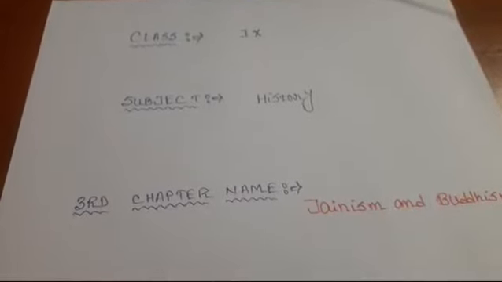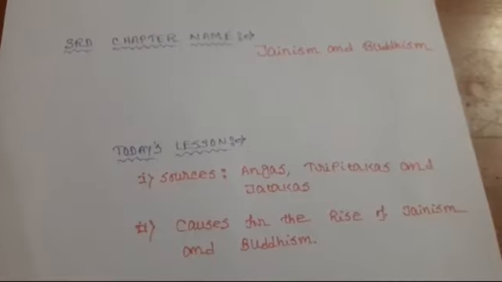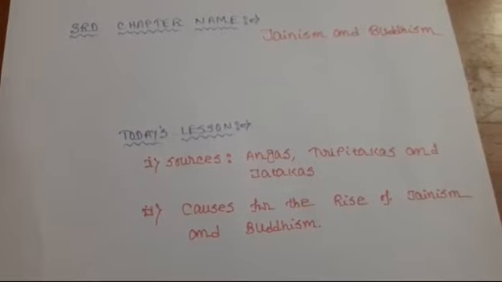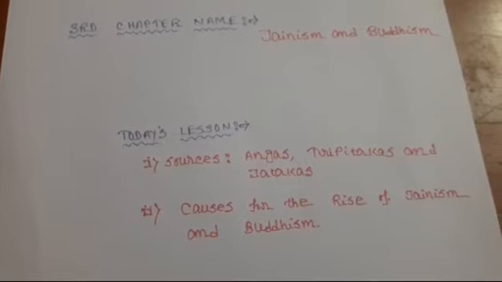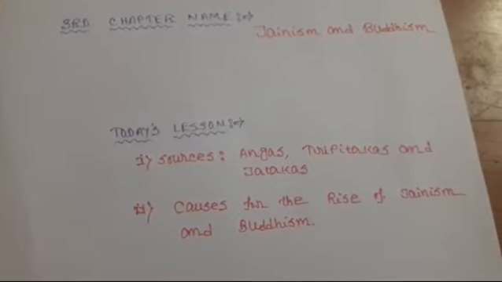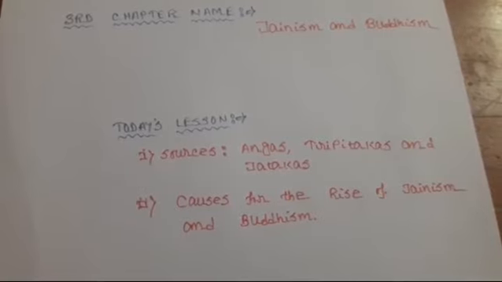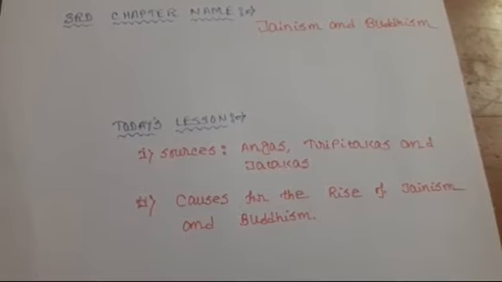Dear students of class 9, this is your subject history and here the third chapter name is Jainism and Buddhism. From the third chapter, today's lesson is sources, under the sources Angas, Tripitakas and Jatakas. And next subheading is causes for the rise of Jainism and Buddhism.